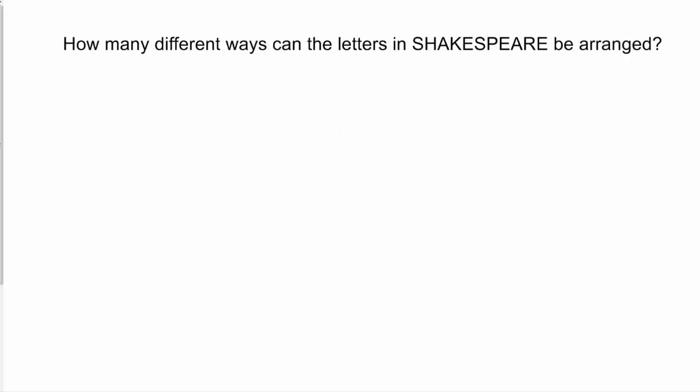Want to know how many ways letters in Shakespeare can be arranged? Let's start breaking down the repetitions. We have the S repeating, the E repeating, A repeating. I think that's it. So we've got a total of 11 letters.